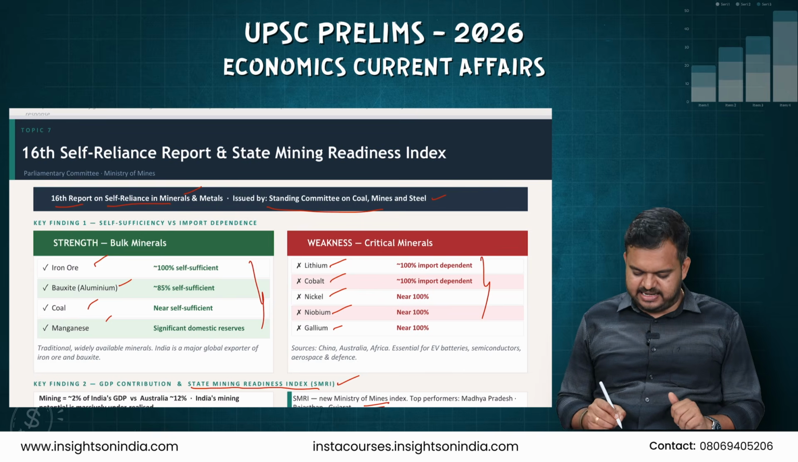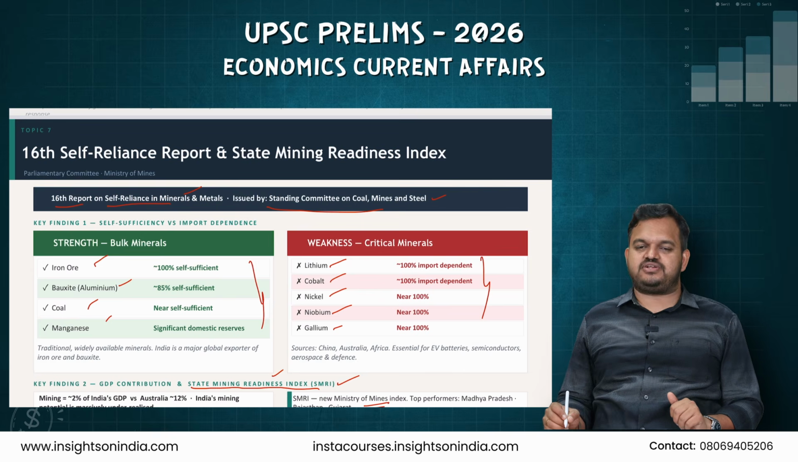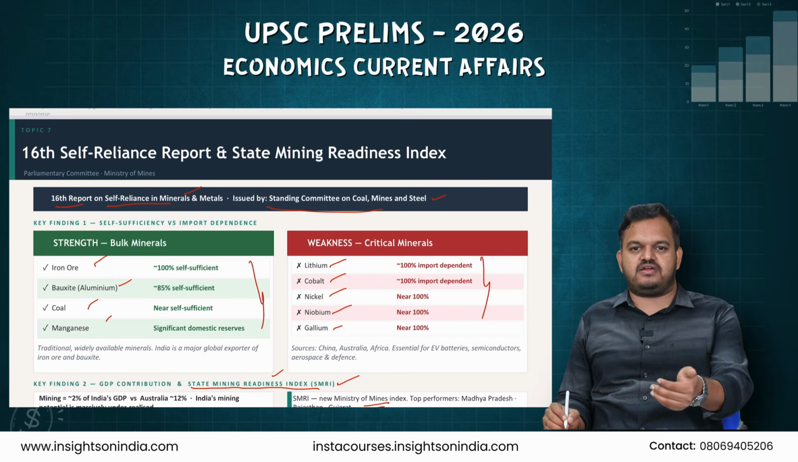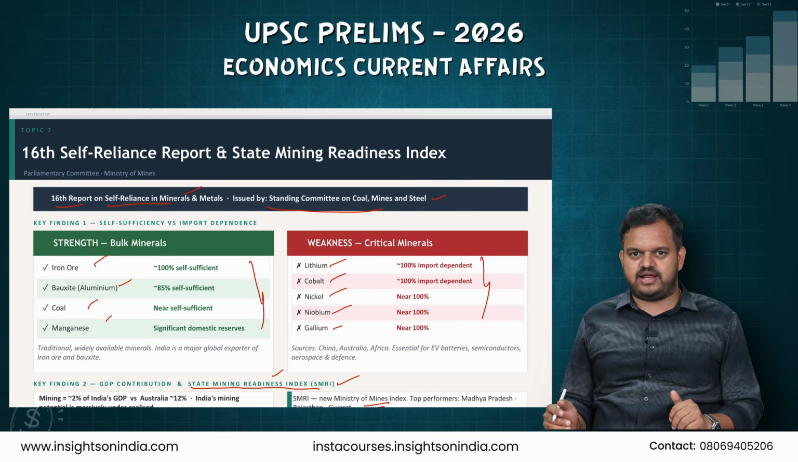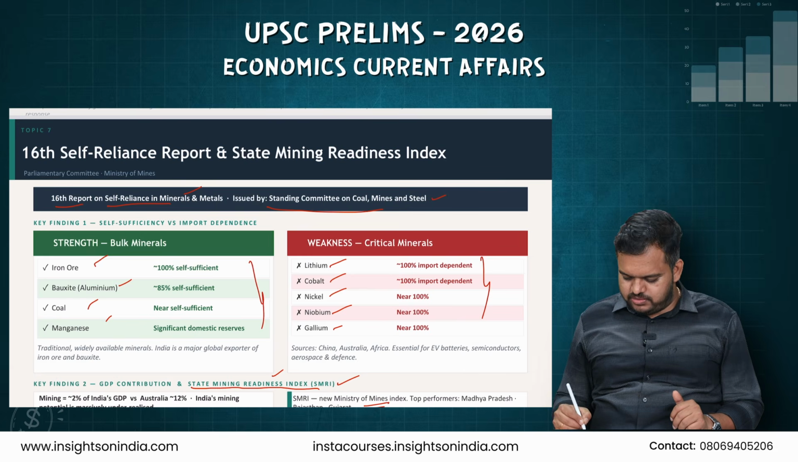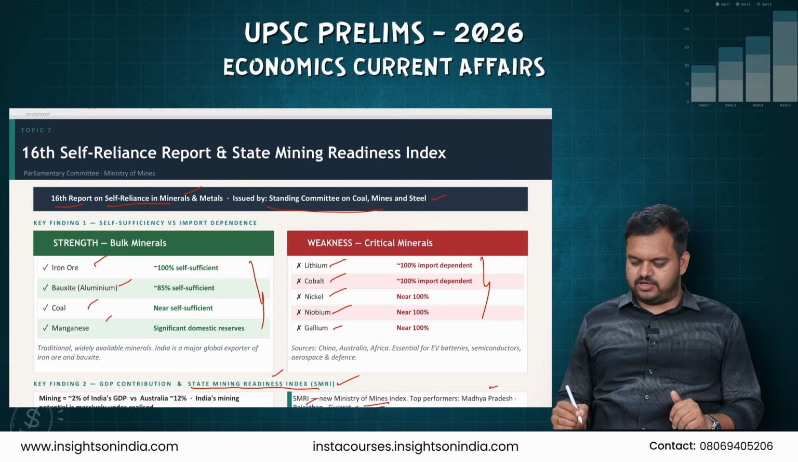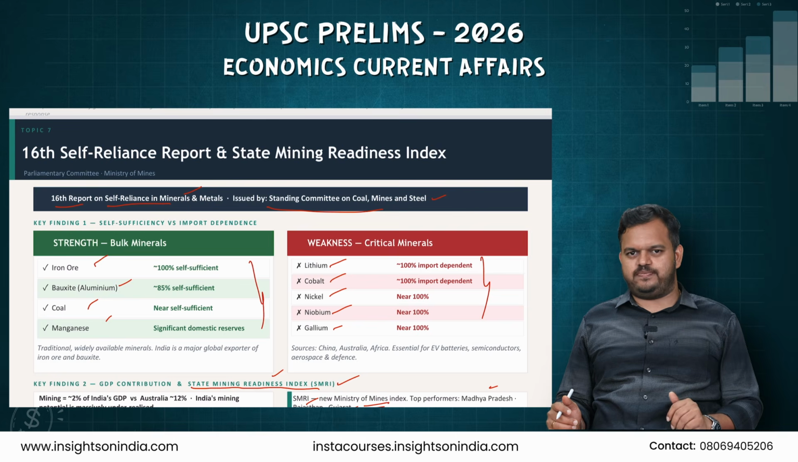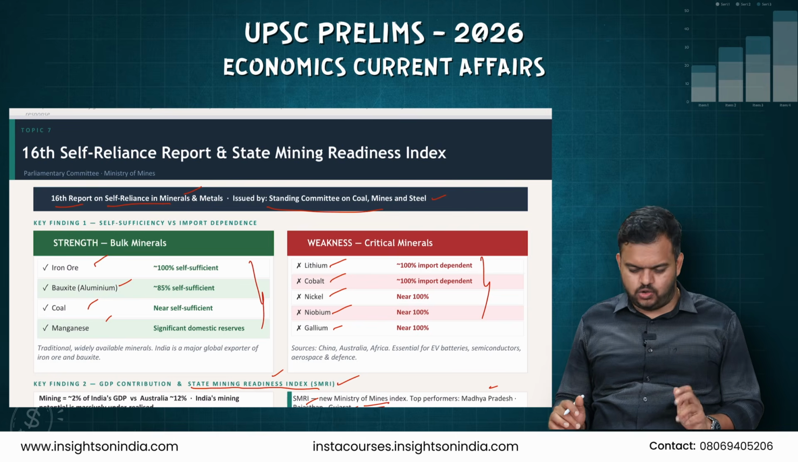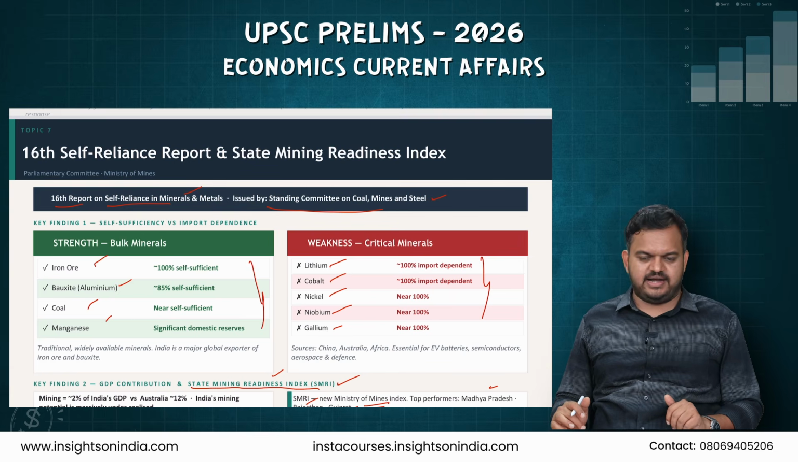The State Mining Readiness Index shows which states are front runners in providing mineral grants, increasing mineral exploration, etc. Madhya Pradesh, Rajasthan and Gujarat are the top performers. I don't think they will ask about top performers, but they can ask which body, ministry or agency releases these reports, and you may just know it. Don't have to read it in depth.